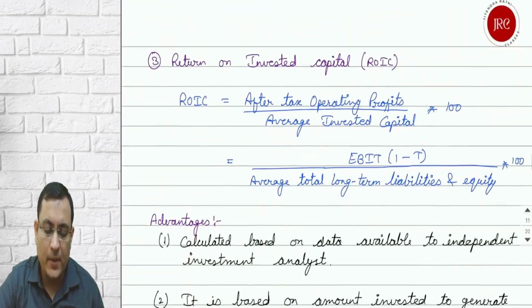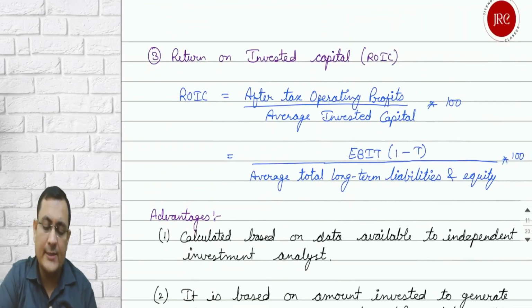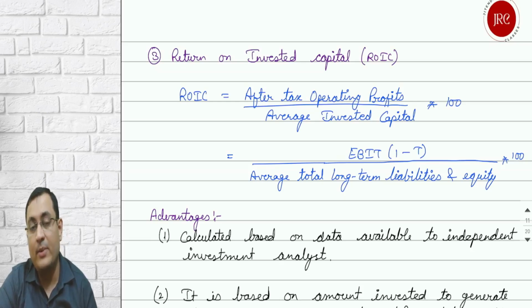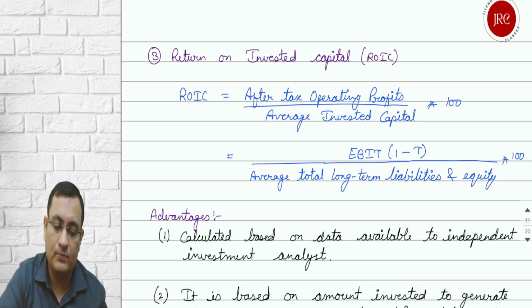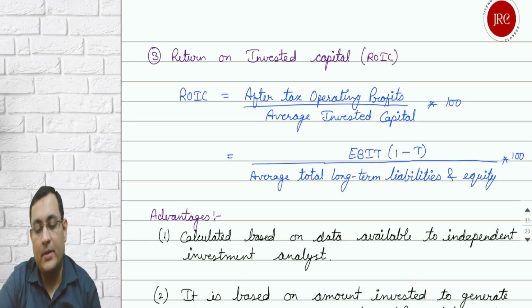Let's go for the last part, return on invested capital. This will be used by analysts who do not have access to individual project-specific data. So they will be working on the aggregate CFS, the consolidated financial statement, that is, the overall numbers of the company.